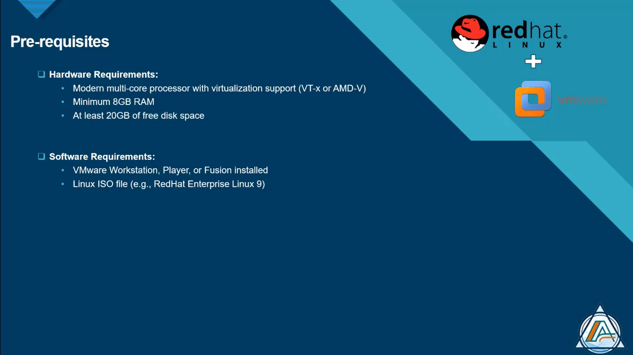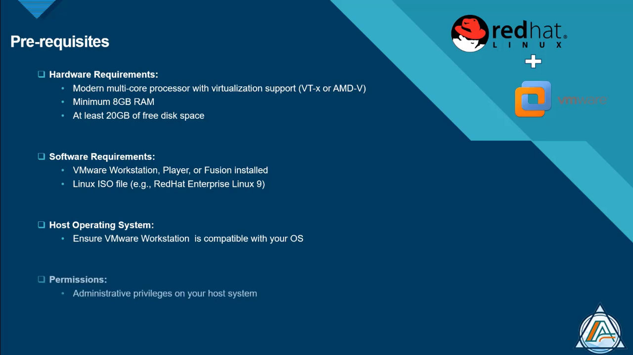Next, let's go over the software requirements. You need to have a compatible version of VMware Workstation installed on your laptop or desktop. I have VMware Workstation 17 installed. The Red Hat Enterprise Linux 9 ISO is the operating system we will be installing. Make sure you have administrative privileges on your system to manage the installation.